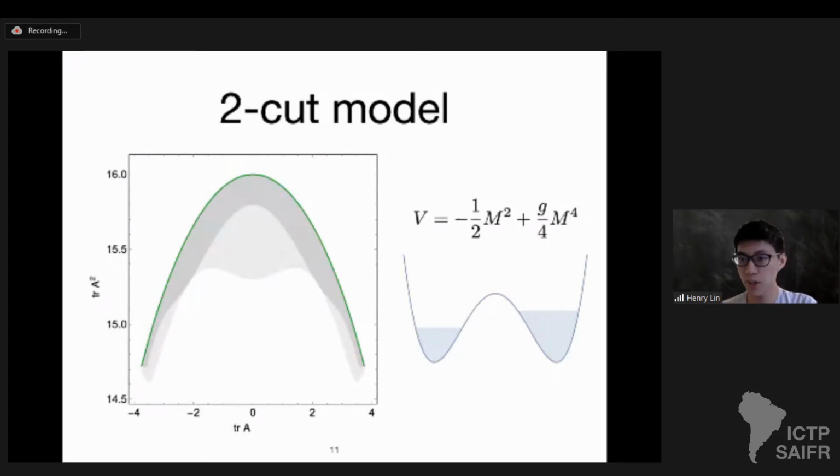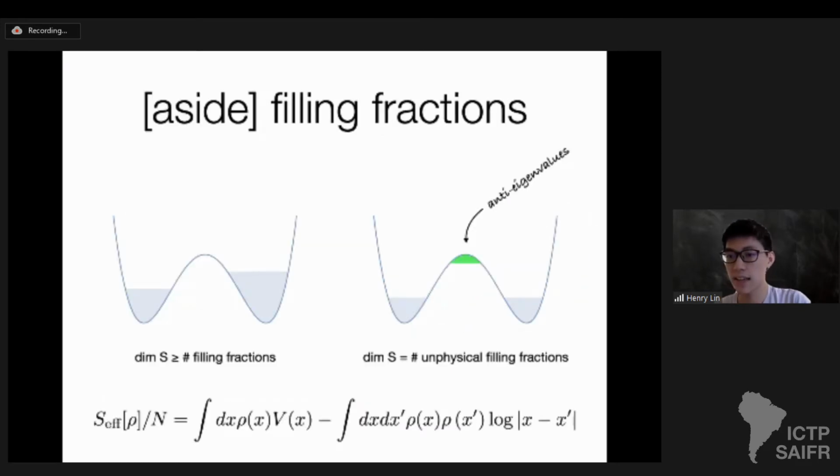Now, more generally, this is related to the concept of the search space. So the idea is that the dimension of the search space is always greater than or equal to the number of filling fractions, which is the number of true solutions to the matrix model. But in general, you can interpret the dimension of the search space as a number of unphysical filling fractions.